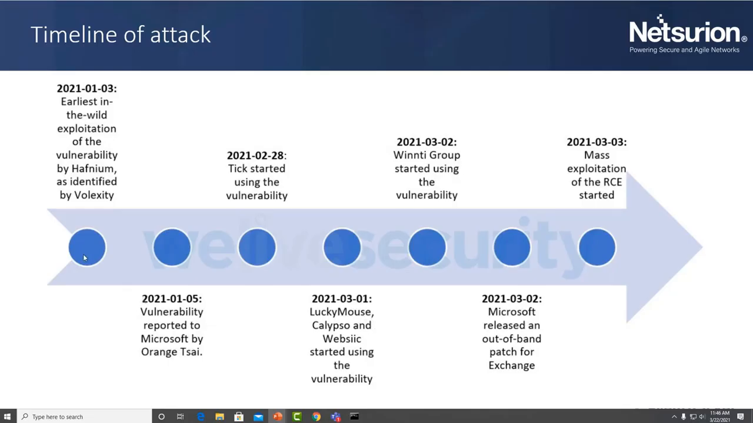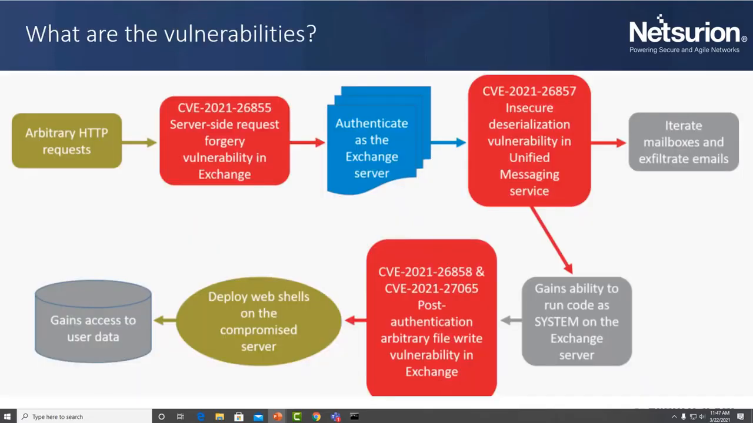Volexity early in January detects these and then reports them to Microsoft, who then starts working on a fix. But before the fix can be deployed on the 2nd, it gets exploited by other groups, Stick, Lucky Mouse, Calypso, and WinNTI. Microsoft does release the out-of-band patch, but by then the floodgates are open and everybody and his brother is interested, and lots of ransomware attackers are busy getting on this.